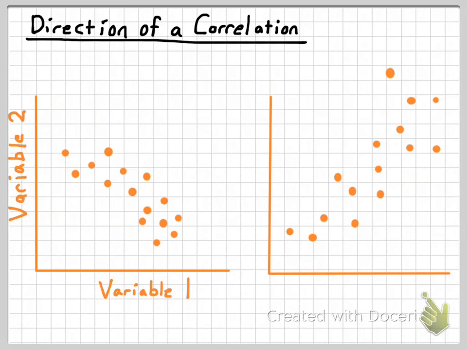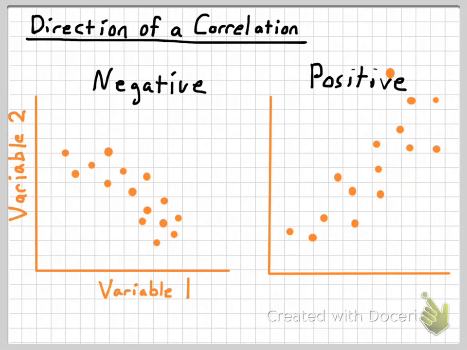Now, here you can see as variable 1's values increase, the value of variable 2 is decreasing, and so this would be a negative correlation. Whereas in the second diagram, as the value of the independent variable is increasing, so too is the value of the dependent variable. They both either increase at the same time or decrease at the same time, and that's going to be a positive correlation. Great, so you can have a negative correlation or a positive correlation. That refers to the direction of a correlation between two variables.